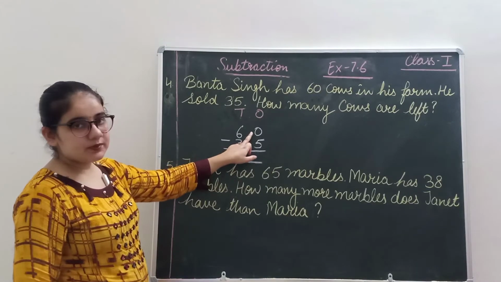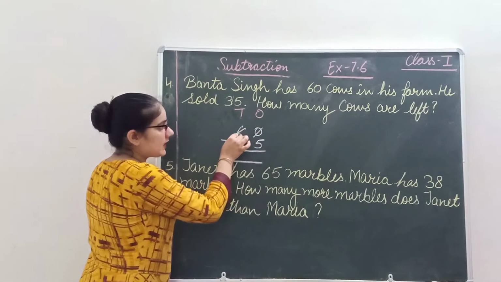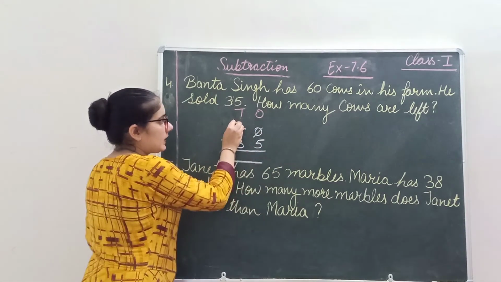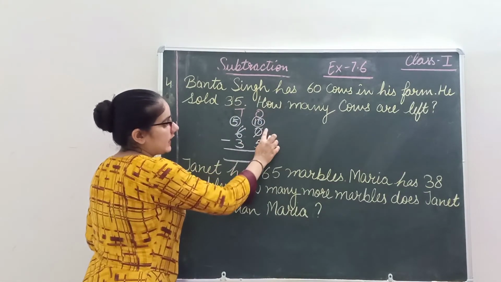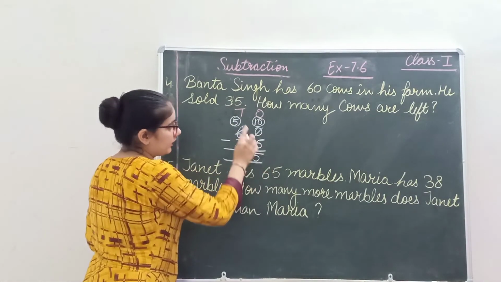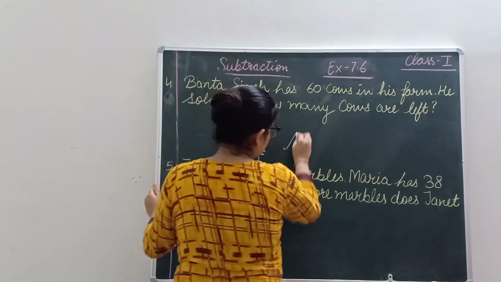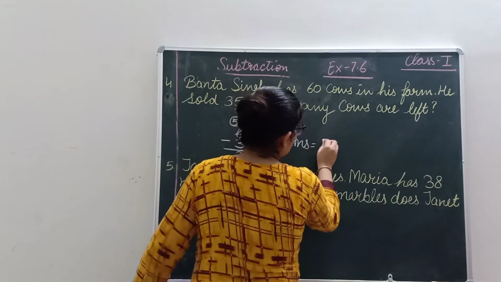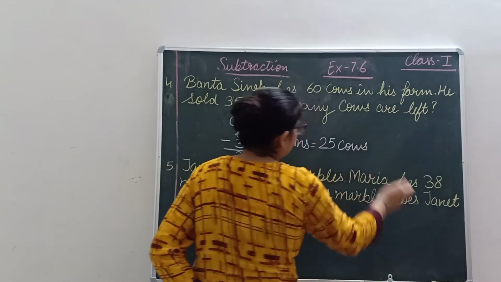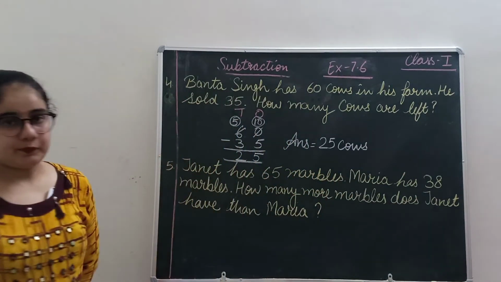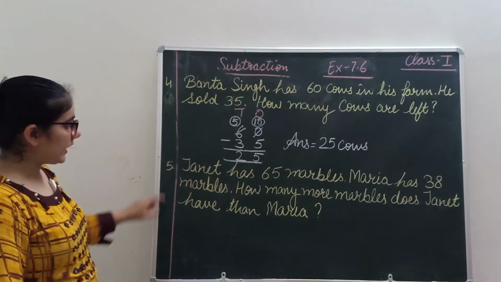See, we can't subtract 5 from 0. That means there is need to borrow from next place. This 6 will become 5 and this 0 will become 10. 10 minus 5, 5. 5 minus 3, 2. Answer is 25 cows that are not sold. Now come to question number 5.